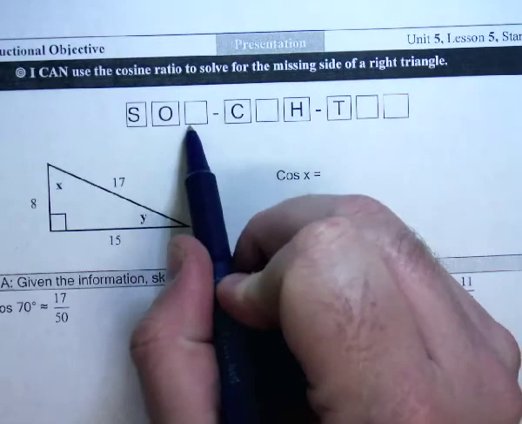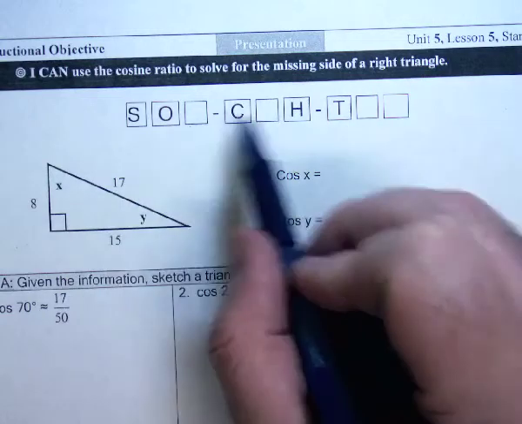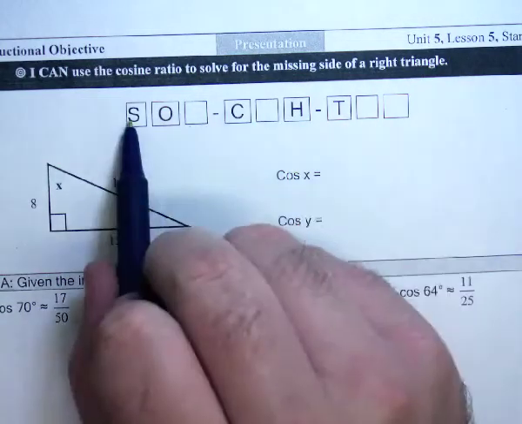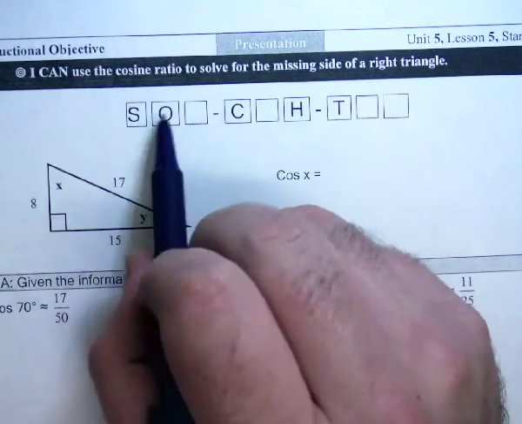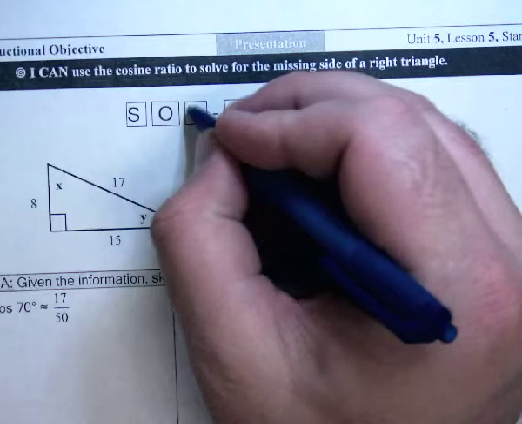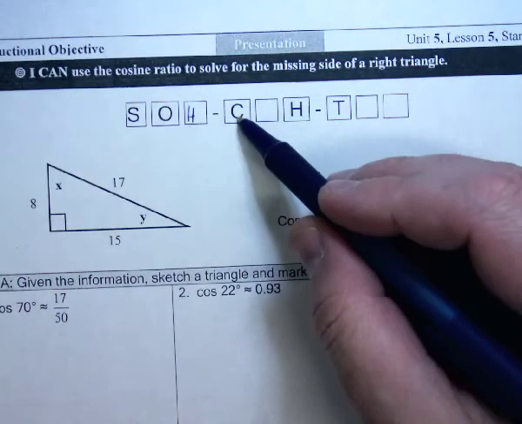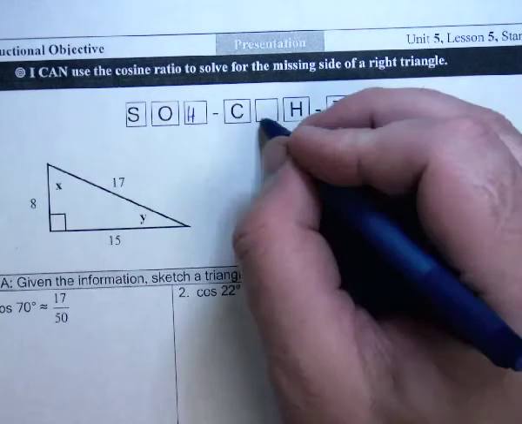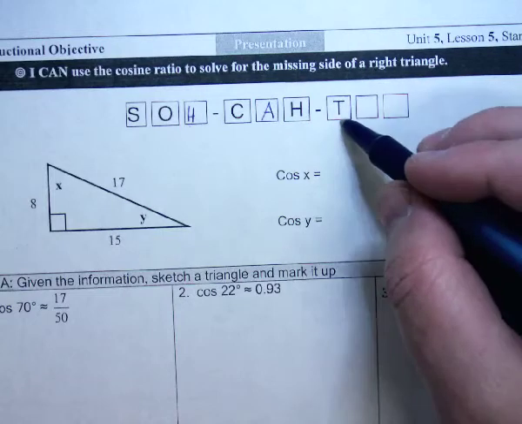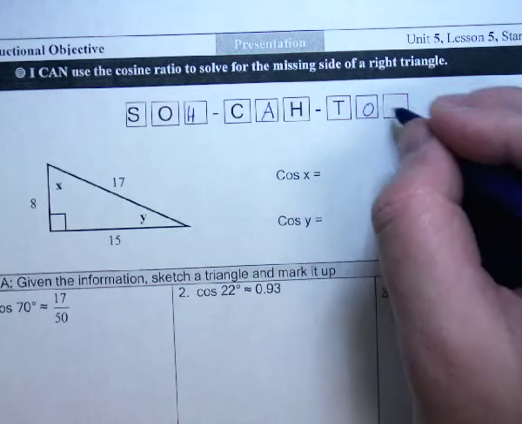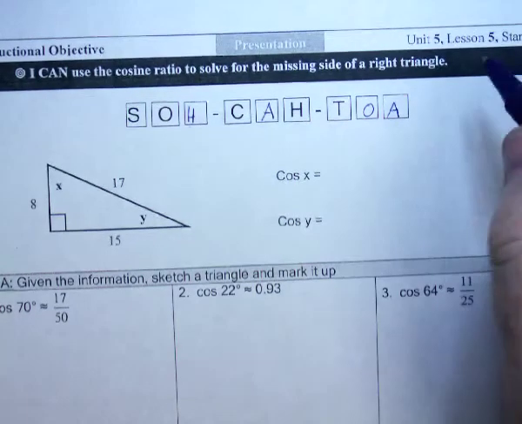So this is something I taught to you guys, or I've showed you briefly a while ago. If you find it helpful, that's great. This is SOH CAH TOA. S stands for sine. Sine is opposite over hypotenuse. C is for cosine, and that's adjacent over hypotenuse. And T is for tangent, that's opposite over adjacent. Okay, if this is a helpful little tool for you, use it.